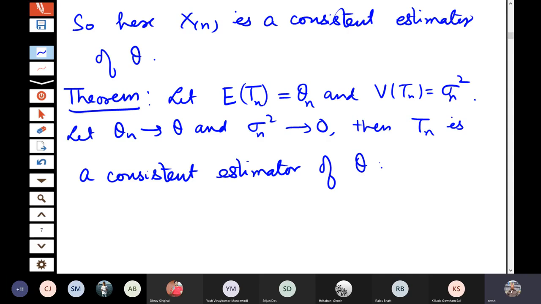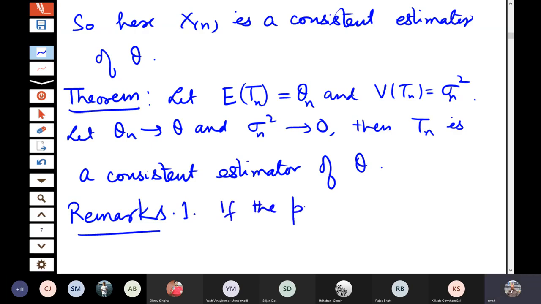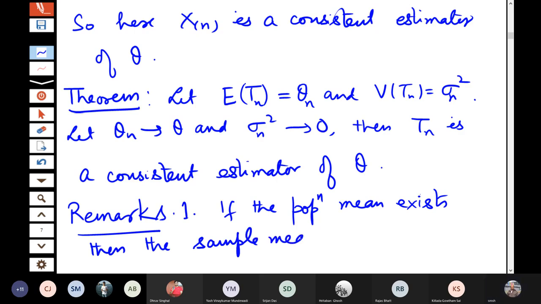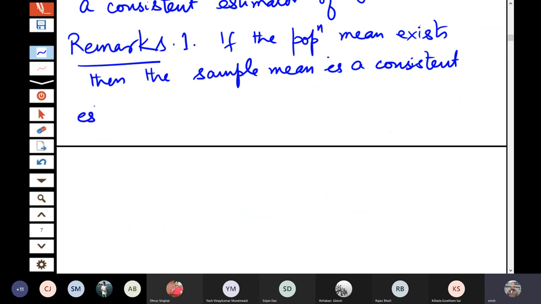Then in general, if the population mean exists, then the sample mean is a consistent estimator of the population mean.